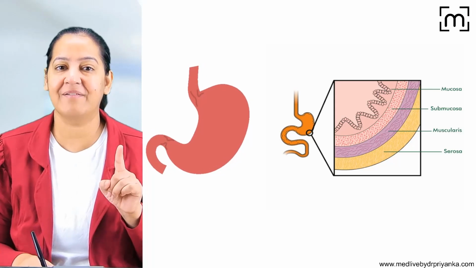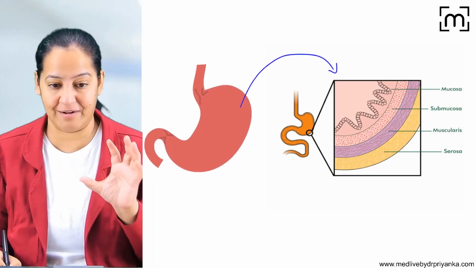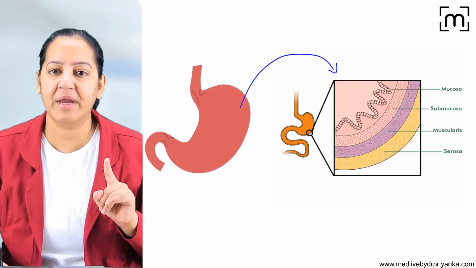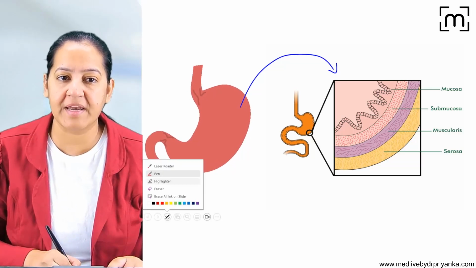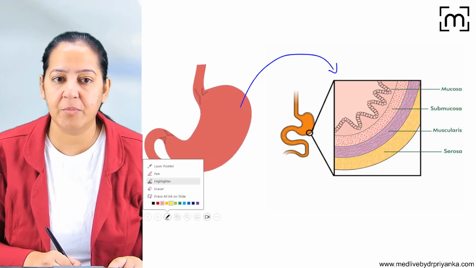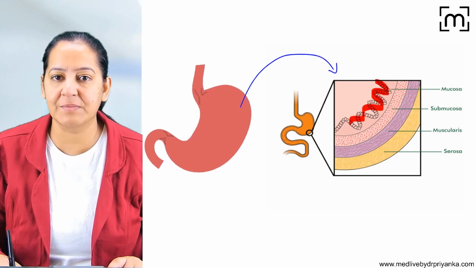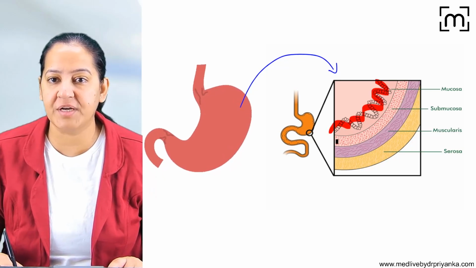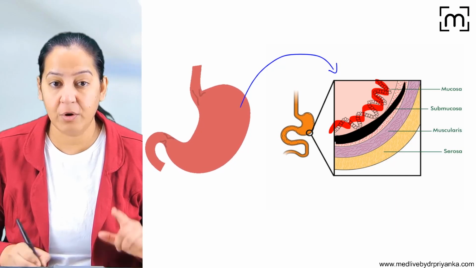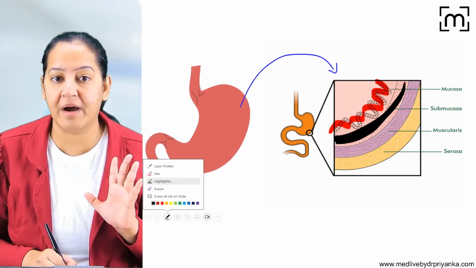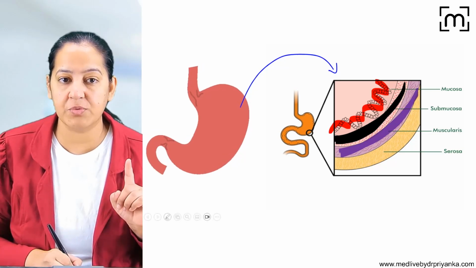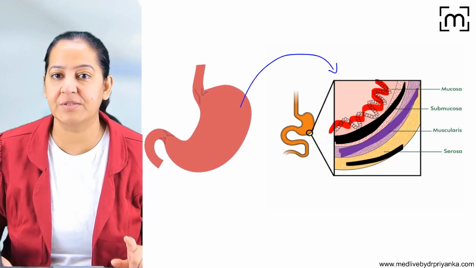In the stomach wall, as in the complete GIT, we have 4 layers. The innermost one is the mucosa. You can appreciate it here. Just below the mucosa, there is submucosa. Below that, there is muscularis propria, and the outermost one is the serosa.